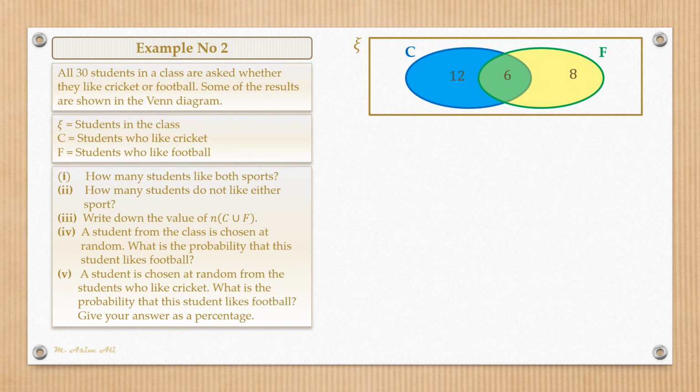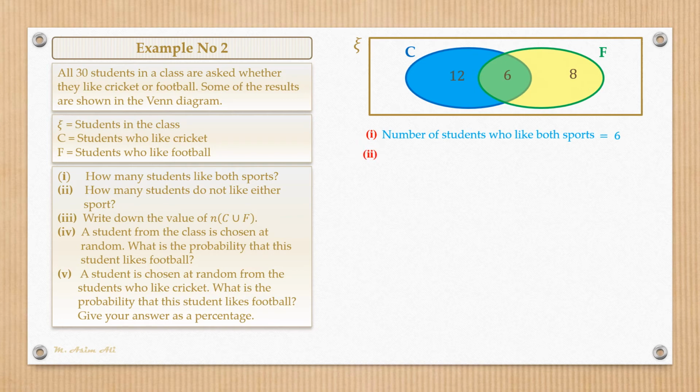First of all, we have to find the number of students who like both sports. There will be students who lie in both of the sets, who have been counted in both sets C and F. So you can see such students should be in the green region, which is the overlapping or common region to both of the sets. So there are 6 students who like both cricket and football.